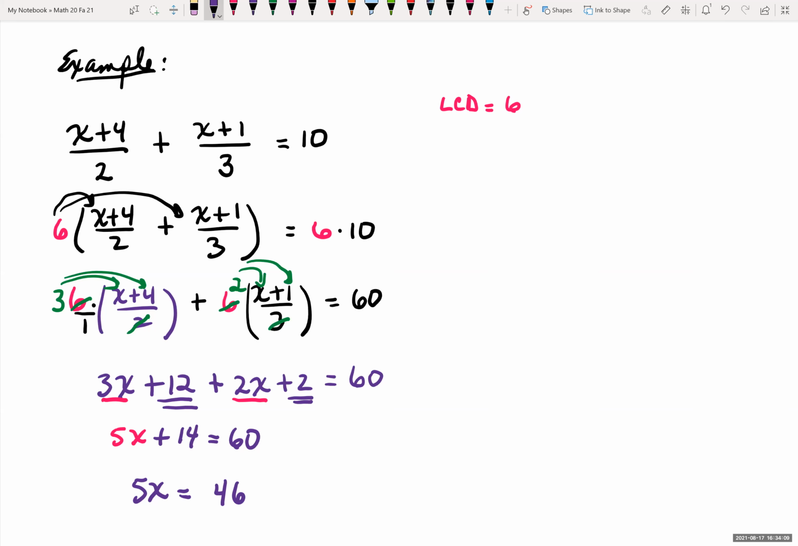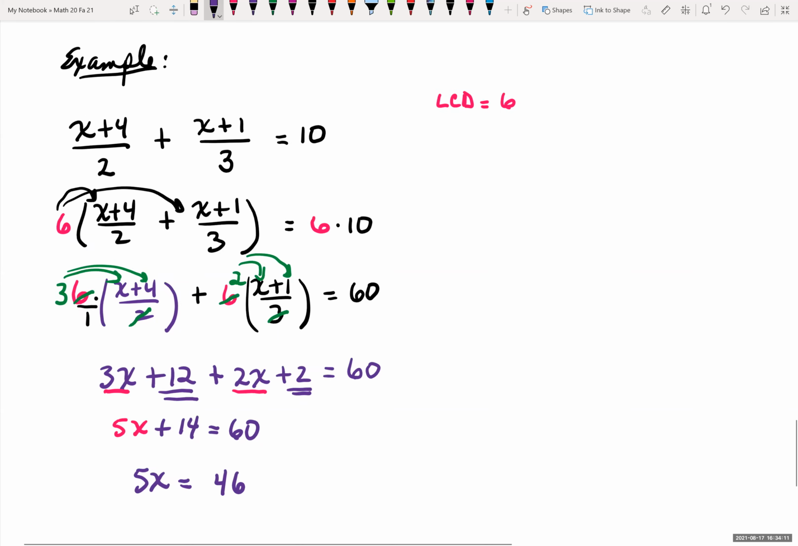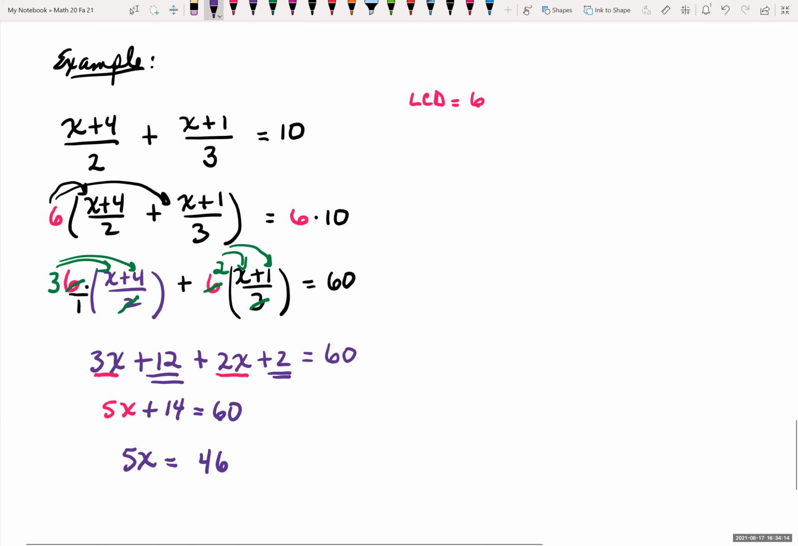And I want x equals and not 5x equals. So we want to divide both sides by 5. So we get x equals 46 fifths. So any questions on that one?